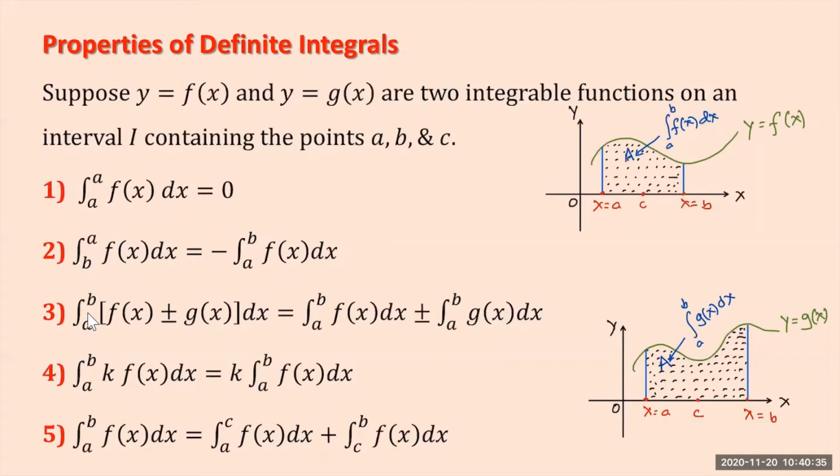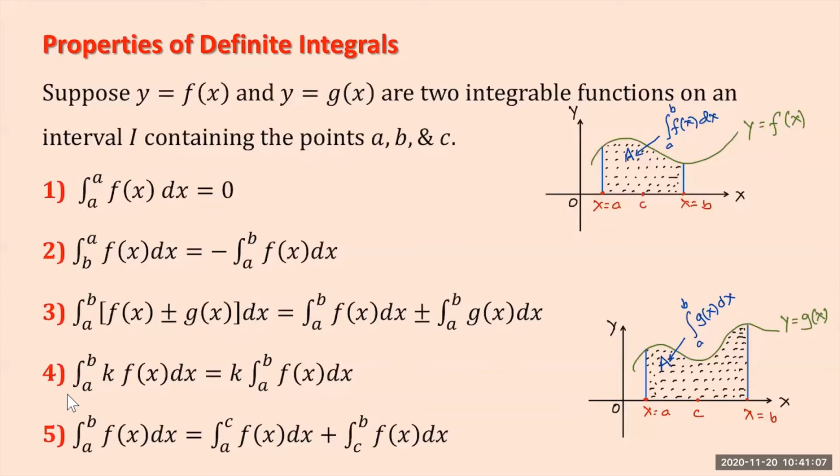Similarly, if we are integrating the sum or the difference, f of x plus g of x or f of x minus g of x, then what we can do is we can find the integral of the first and then add or subtract the integral of the second. So it is integration from a through b of f of x plus or minus g of x with respect to x is integration from a through b of f of x with respect to x, then plus or minus integration of g of x from a through b with respect to x.